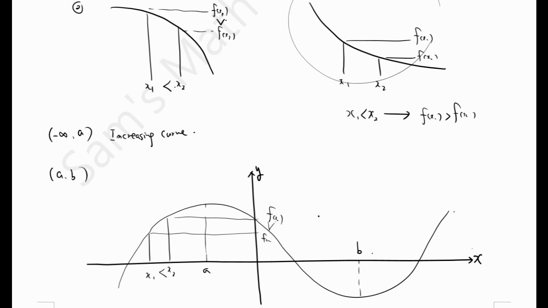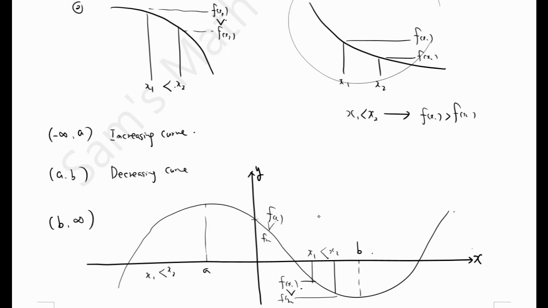From A to B, take x1, x2, f(x1), f(x2). x2 is greater than x1, but f(x2) is less than f(x1). This is a decreasing curve. And in the range from B to infinity, this is x1, x2. x2 is greater than x1, and f(x2) is greater than f(x1). This is an increasing curve.